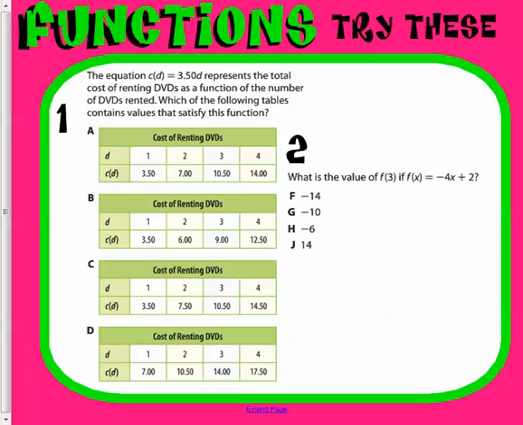All right, so if you did number 1, the equation C of D equals $3.50 for D. It represents the cost of renting DVDs as a function. So which of these matches? Basically what we're saying is when I plug in 1, I get $3.50. If I plug in 2, I get 7. If I plug in 3, I get $10.50. And if I plug in 4, I get 14. So that's why that one works.